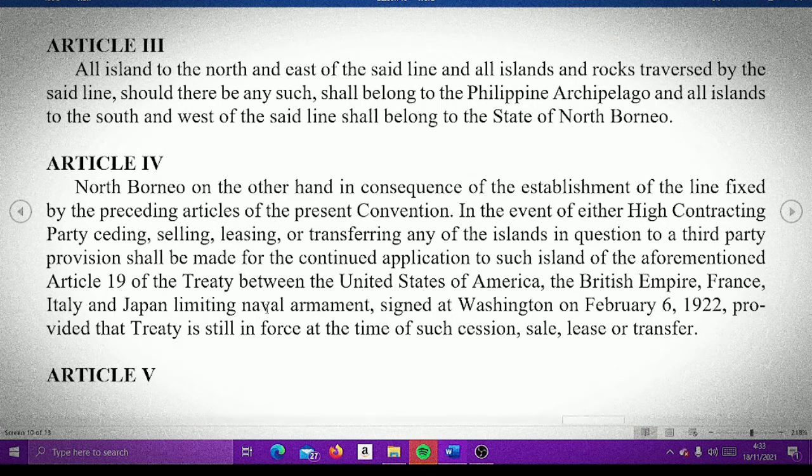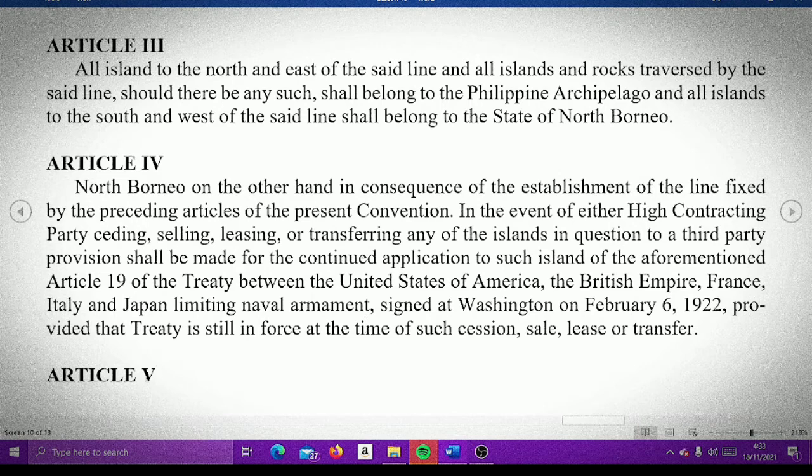Based on the understanding in Article 4, this is their basis to continue the relationship of the agreement that they are talking about with the United States. This is also the establishment set forth in the preceding articles of the present convention, to continue the application to such islands of the aforementioned article of the treaty between the United States.